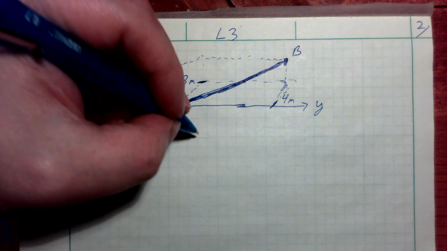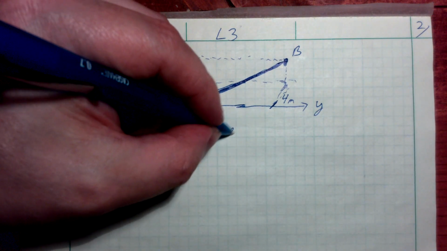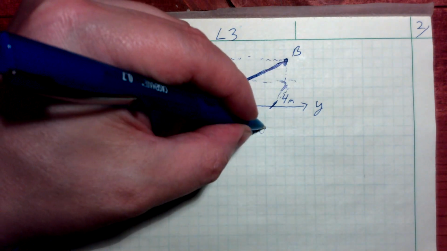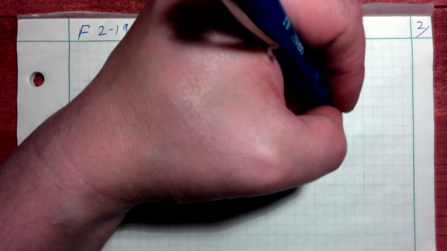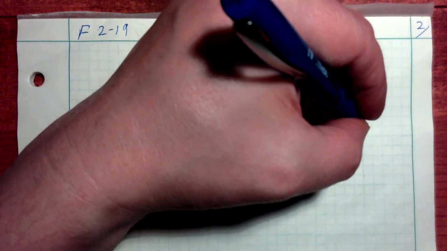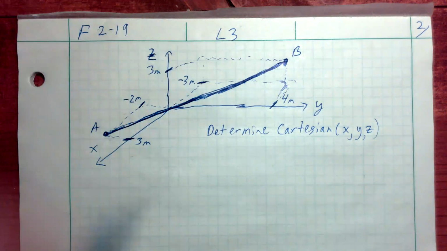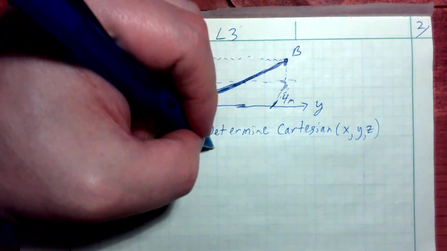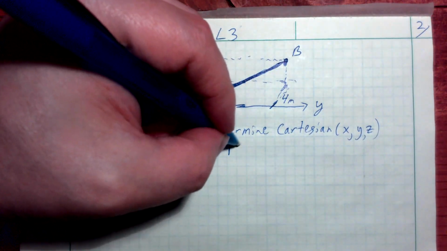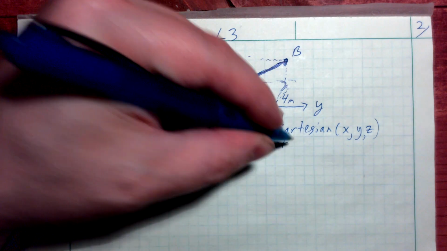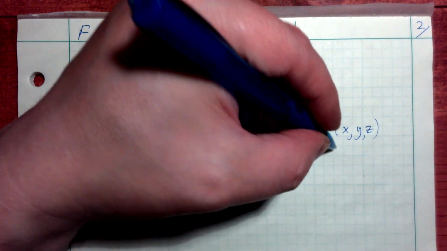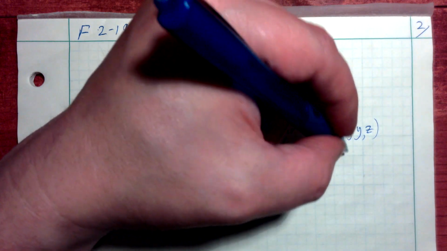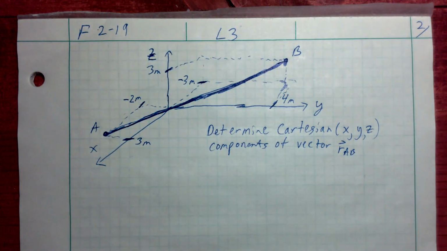The problem is asking us to determine what they call the Cartesian vector. That's describing a Cartesian coordinate system where they're saying X, Y, and Z. Determine the Cartesian, meaning the X, Y, and Z components of the vector connecting points A and B, the position vector between A and B.